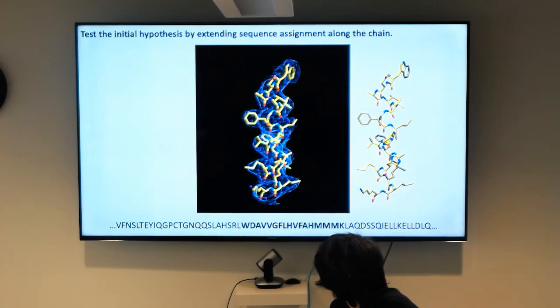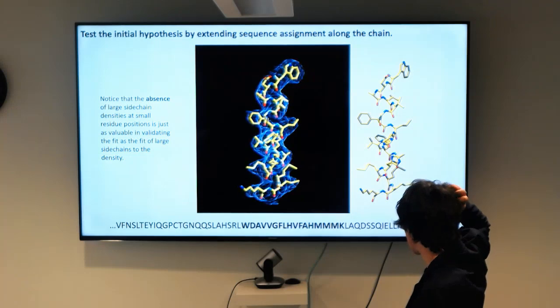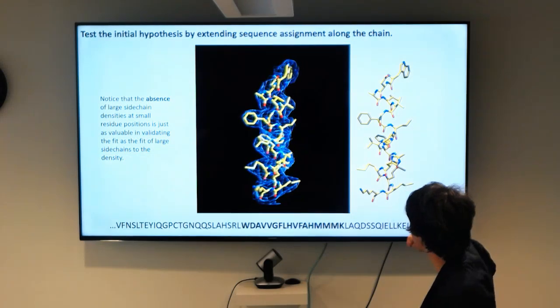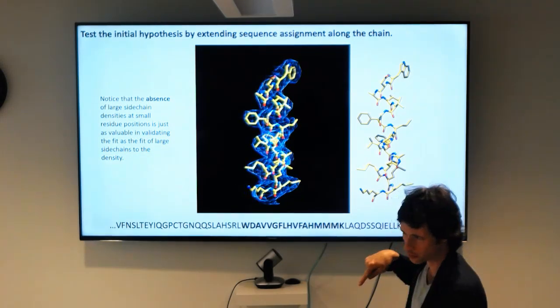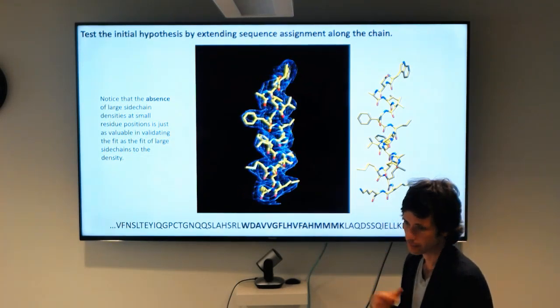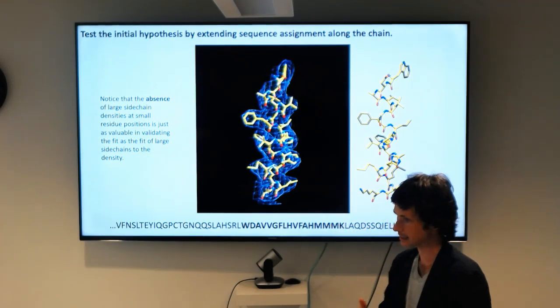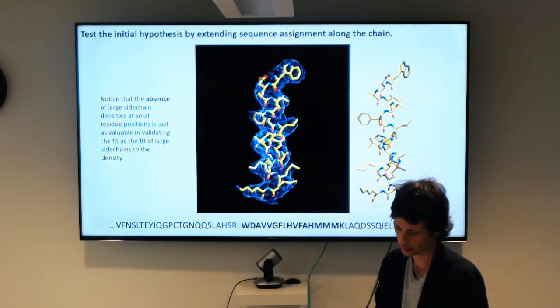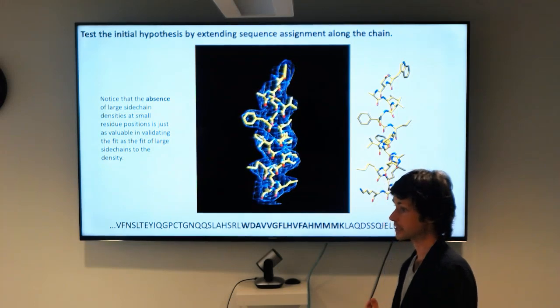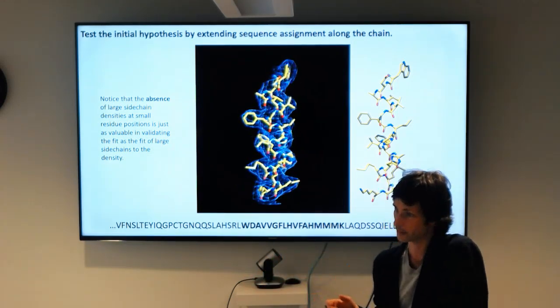Right. What was I saying here? Oh yeah, the other thing I wanted to point out: you get a lot of information from large aromatics, but in a way you get even more information from very small residues, in the sense that if you have a residue which you've assigned as a glycine, but you see a density for that residue, you know it's wrong. You know 100% that that's wrong.